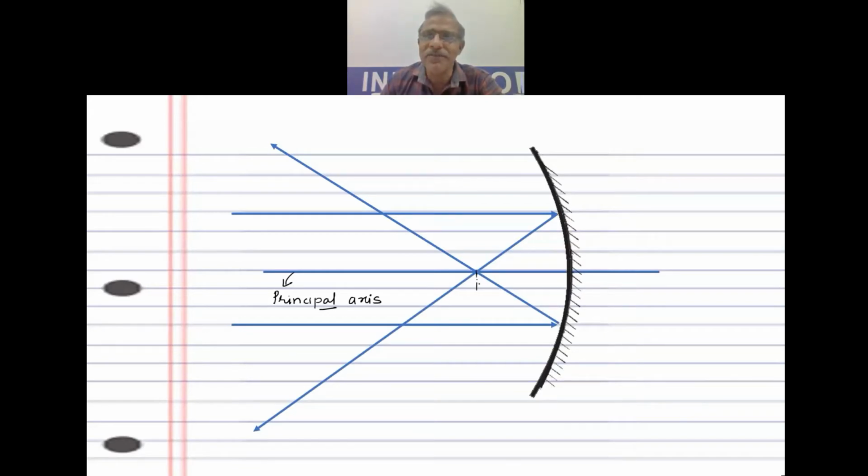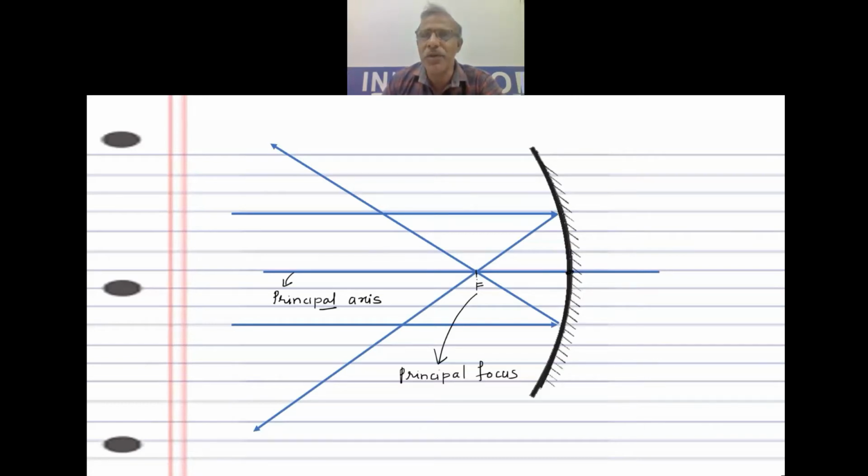It is generally denoted as F. So this is called principal focus. And why is it called principal focus? Because it is right on the principal axis.